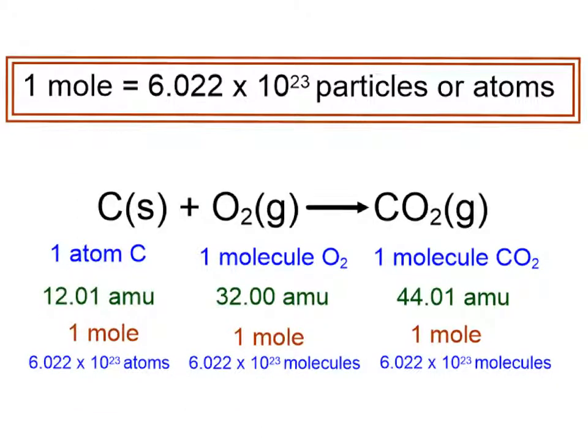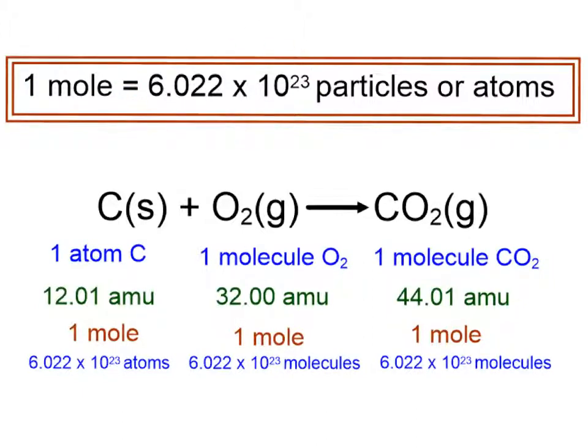1 mole, by definition, is equal to a specific number of particles or atoms or pieces. And this is that number, 6.022 times 10 to the 23rd. So every time I have 6.022 times 10 to the 23rd atoms, I have 1 mole of those atoms. Or if I have 6.022 times 10 to the 23rd molecules of carbon dioxide, that's 1 mole of carbon dioxide.